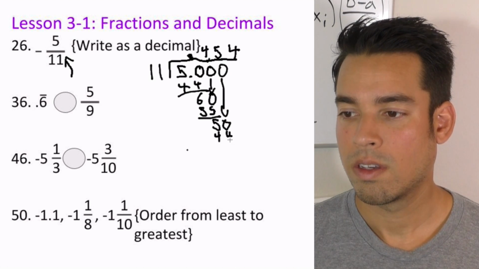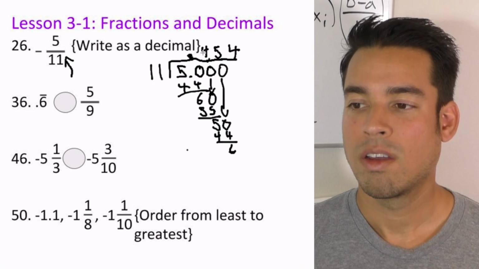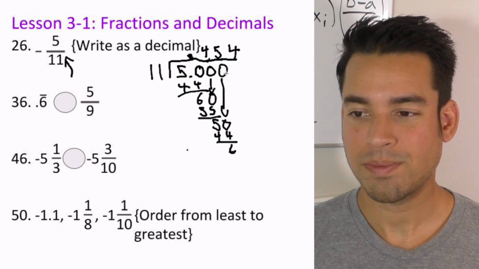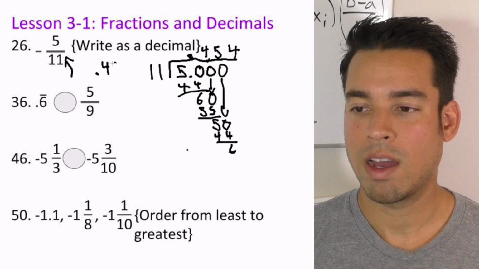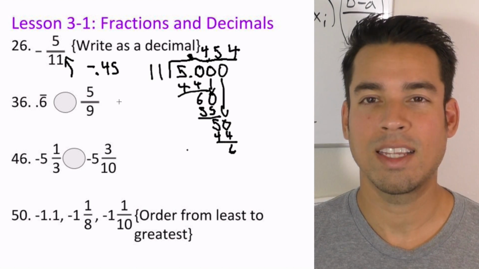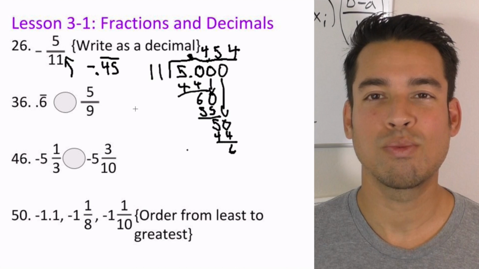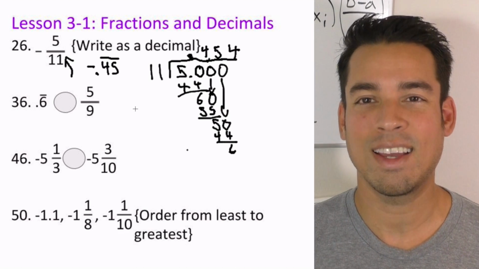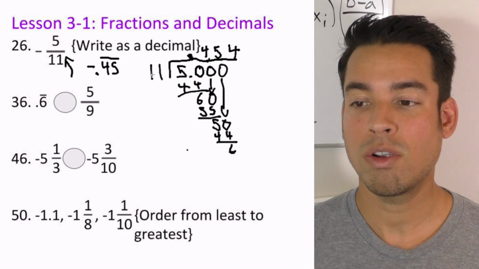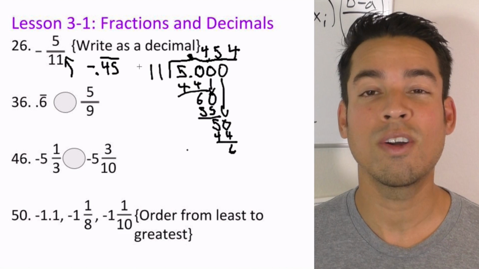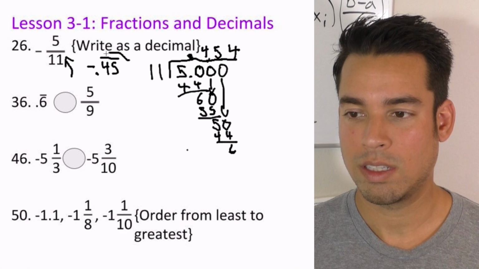4 times 11 is 44. And guess what? Do you see a pattern emerging? Now we're going to get a 6, and it's going to repeat like this: 4, 5, 4, 5, and so on and so forth. So if we write this as a decimal, it's simply 0.45. Negative, we have to remember that negative symbol, and then we apply a bar. What does a bar mean? A bar means that this decimal will continue on indefinitely into infinity in a repetitive pattern that says 4, 5, 4, 5. So the bar goes over whatever two numbers or three numbers or one number is repeating on infinitely. So there's how we solve number 26.